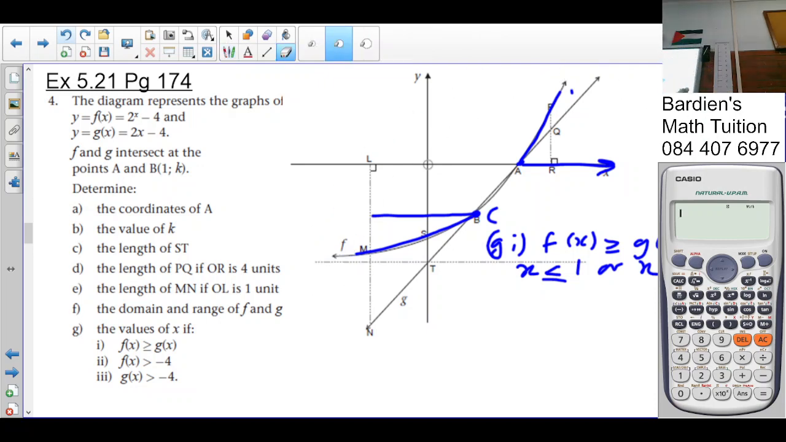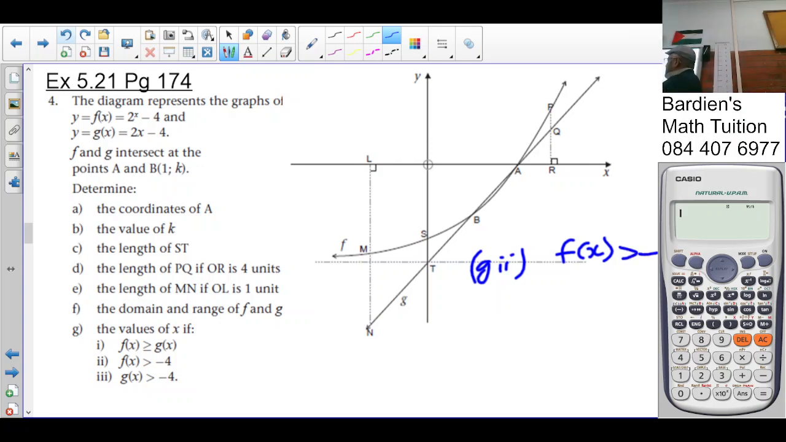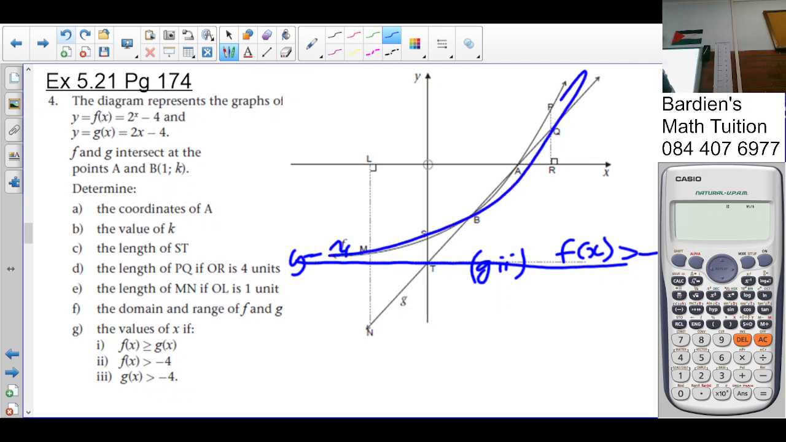The next question, they want to know where f of x is greater than negative 4. What type of graph is f of x? The exponential graph. Here's the y equals negative 4 line. What you notice is that the whole f graph is above negative 4. So what do we write? x is an element of all the real numbers. Okay?